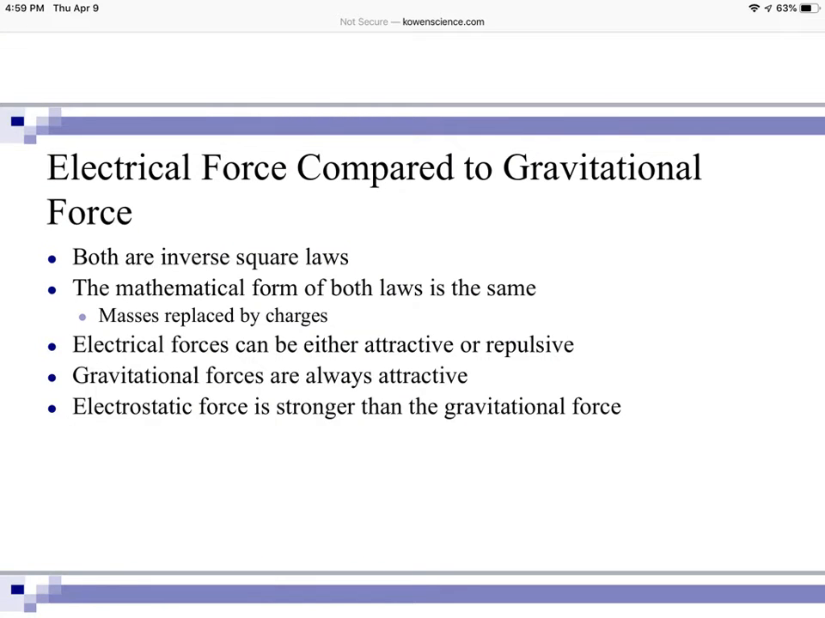So if we compare electrical forces to gravitational forces, both are inverse square laws. The mathematical form of both laws is the same. It's just that we're going to replace the mass with charges. The electrical forces can be either attractive or repulsive. Gravitational forces are always attractive, and electrostatic forces are stronger than gravitational forces.